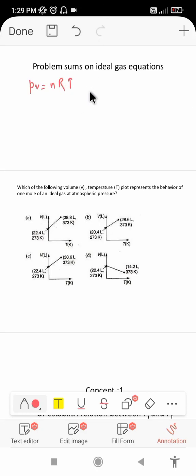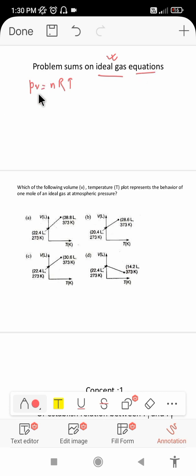So today we will solve some problems on the ideal gas equation. The questions are mainly collected from the previous year question papers of IIT JEE Mains and Advanced. So without wasting any time, we will be solving. So the first is, as I mentioned, the ideal gas equation.